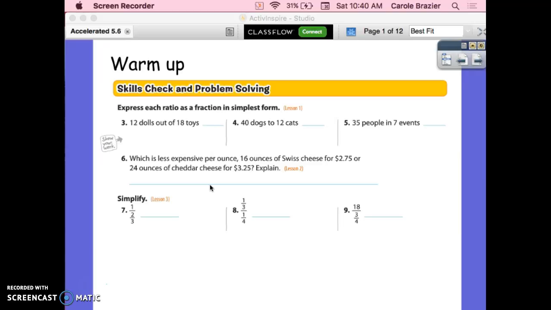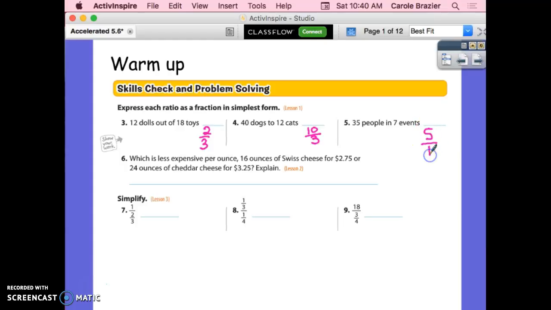Okay, welcome back. For number 3, you should have gotten 2/3. Number 4, you should have gotten 10/3. Number 5, you should have gotten 5/1. Number 6, you should have gotten cheddar, because the cheddar is 14 cents. And then the Swiss ended up being 17 cents.